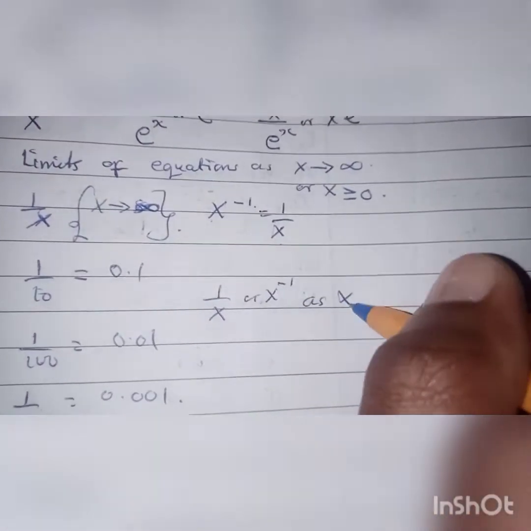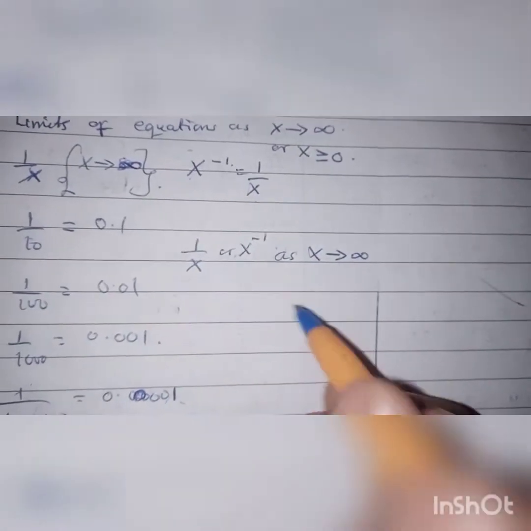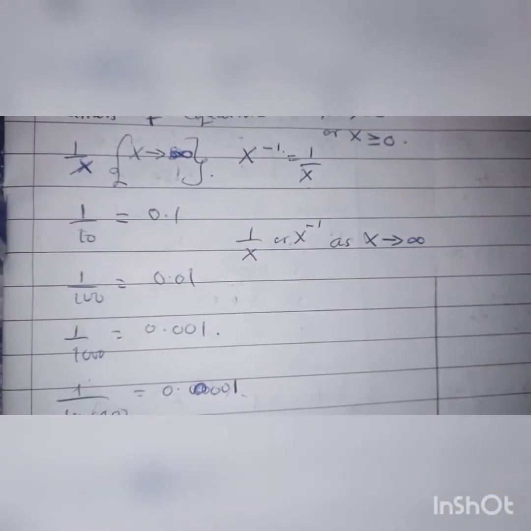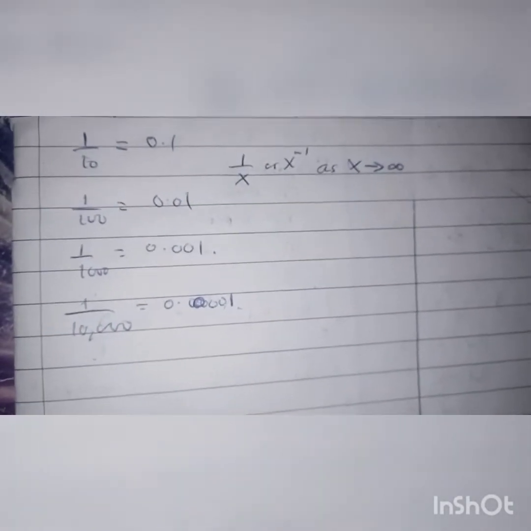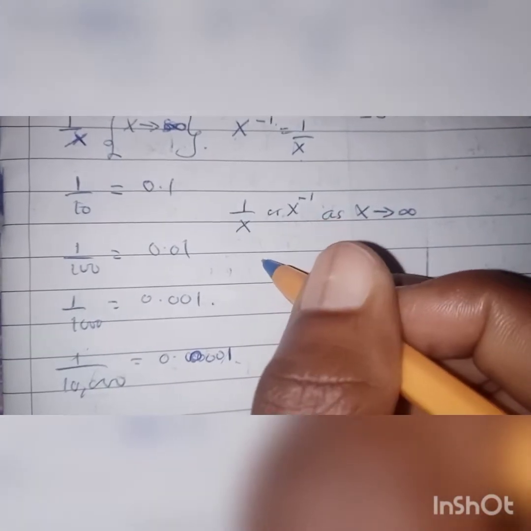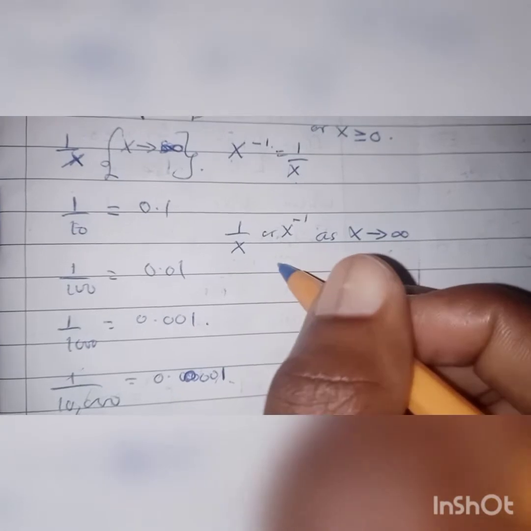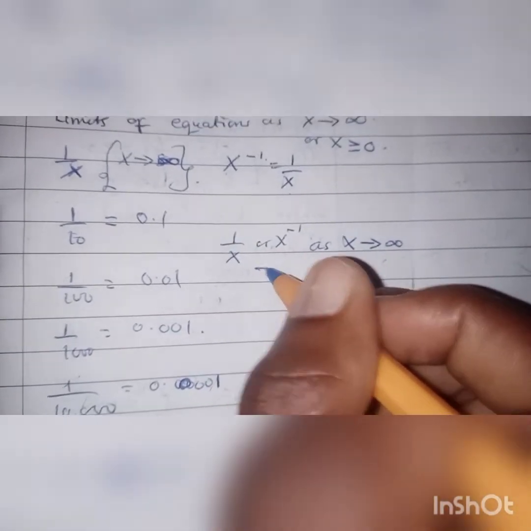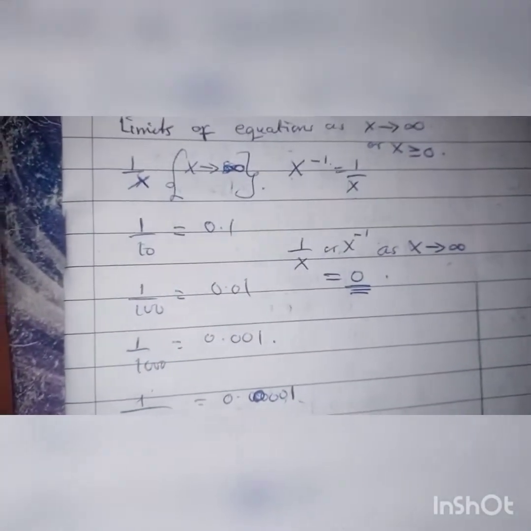approaches infinity, the function keeps on reducing, approaching 0. So we can conclude the limit of 1 over x as x approaches infinity. The limit of this function equals what? Equals 0. I think we are all together there.